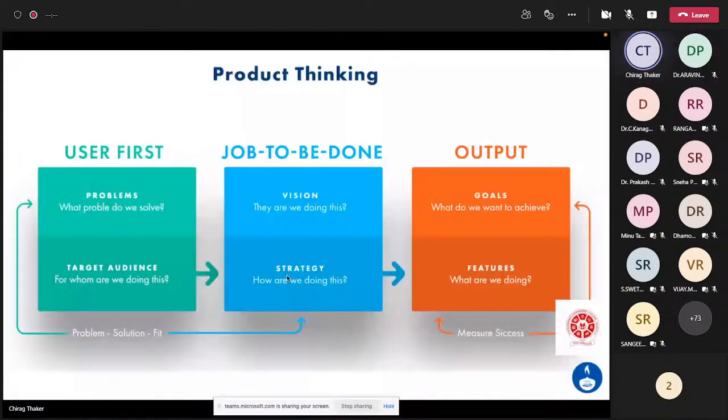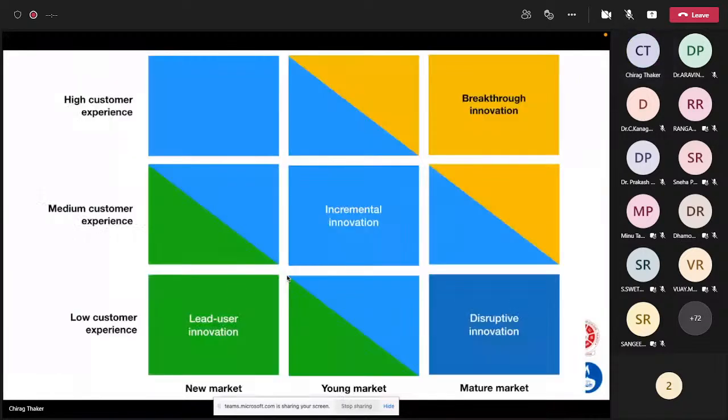So, product thinking. It is user first approach, job to be done, and output. Output is all about goals and features. Job to be done is all about vision and strategy to implement the product. And user first is problems and target audience. So there is a new market, there is young market, and there is mature market. You have low customer experience and high customer experience. So you start with lead user innovation, then go to incremental innovation and breakthrough innovation. But mature market and low customer experience also gives you disruptive innovation. It's like introduction of iPhone, no keypad.